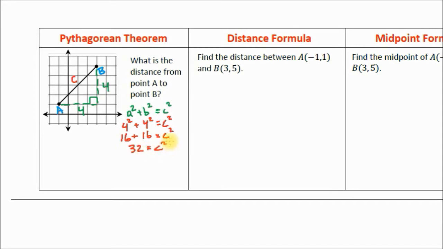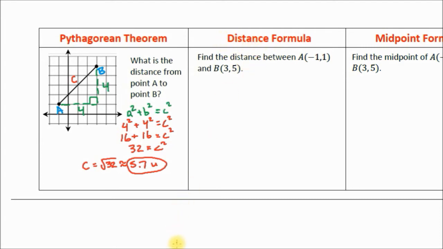And now remember, class, to get rid of a square, we square root. So we're going to end up with c is equal to the square root of 32. And we put that in our calculator, we're going to get approximately 5.7. And we don't know what the units are for this particular graph, so we're just going to label this as U for units. So 5.7 units. Alright, so there's a refresher of how to use the Pythagorean theorem in a coordinate grid.